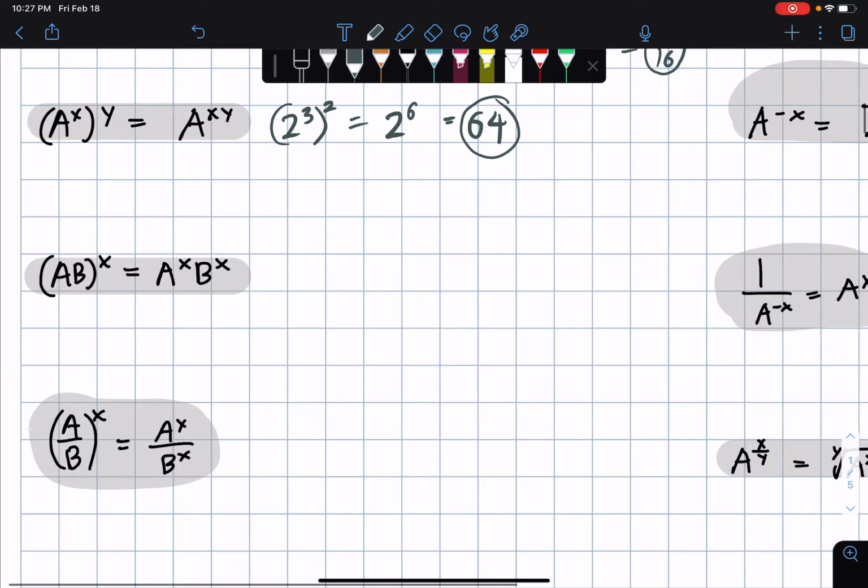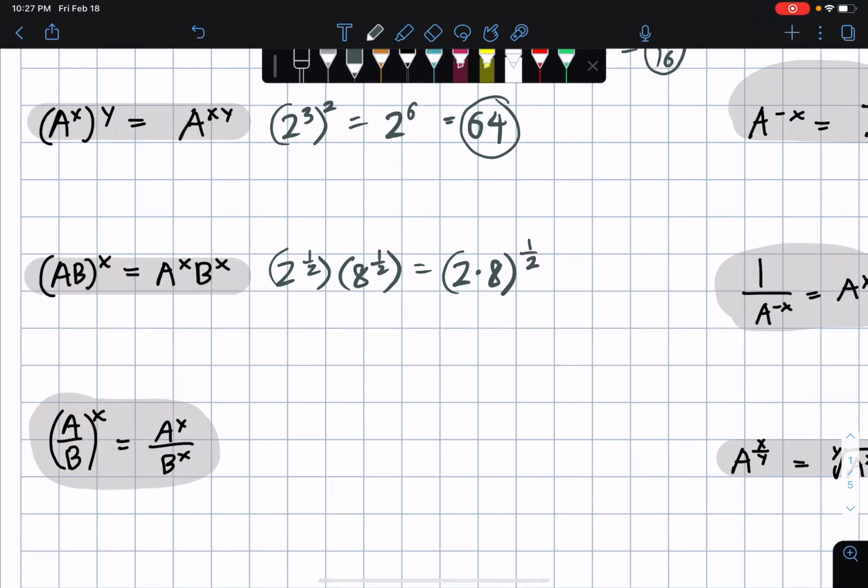That's our final answer. Okay, for (ab) raised to x, it is equivalent to a raised to x, b raised to x. So we have an example, 2 raised to 1 over 2 times 8 raised to 1 over 2. We place them together to the bases. They may be different in value, but just situate them together in this fashion. Then at the outside part of the parenthesis, we place the exponent 1 over 2. So we have 16 raised to 1 over 2.